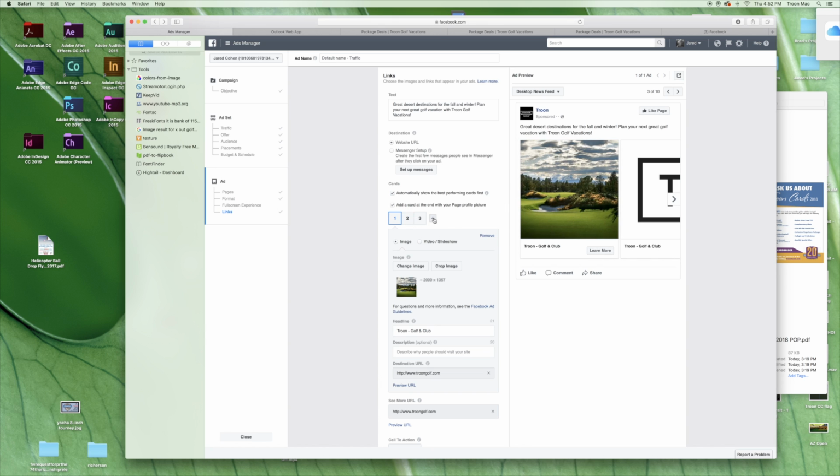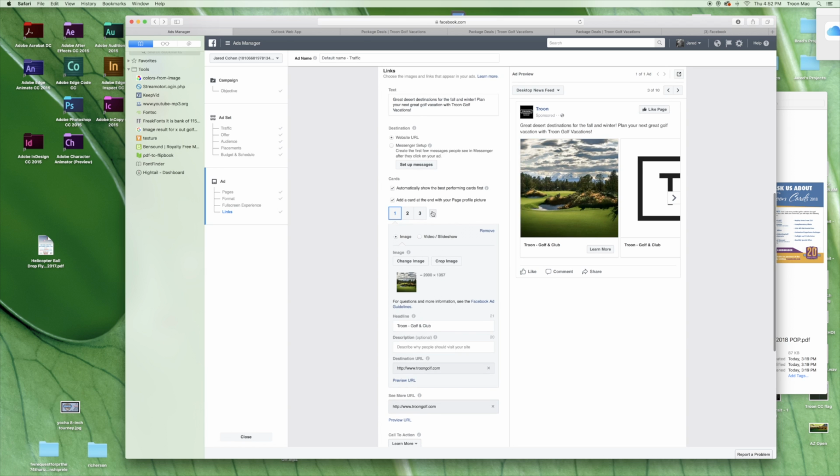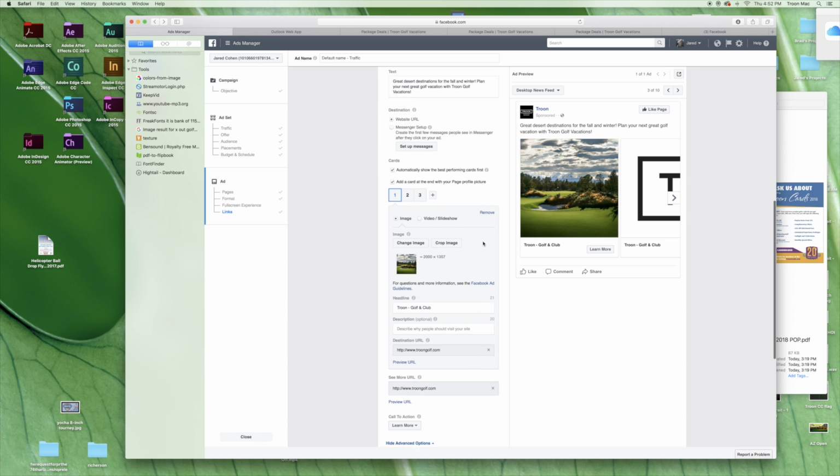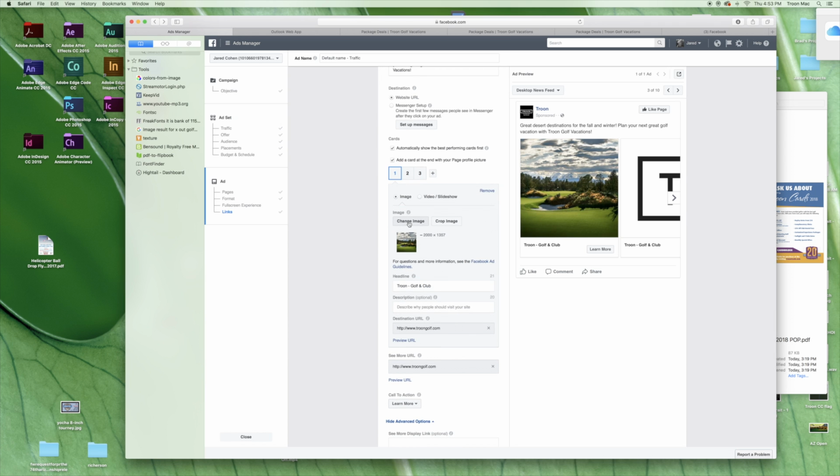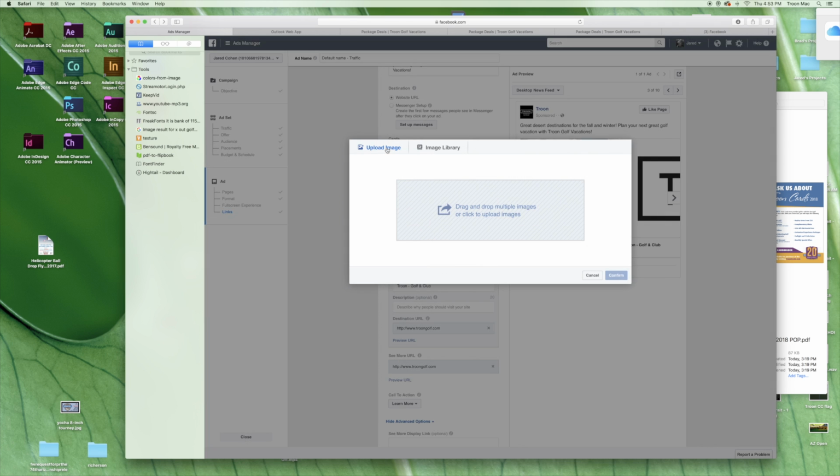It gives you, I don't even know how many. The most I've done is 6. I've seen some Nordstrom Rack ones that have up to 20. So it's really whatever your preference is. I only need 3 for this one though. So let's begin to put this thing together. Change the image. We'll upload an image to have.